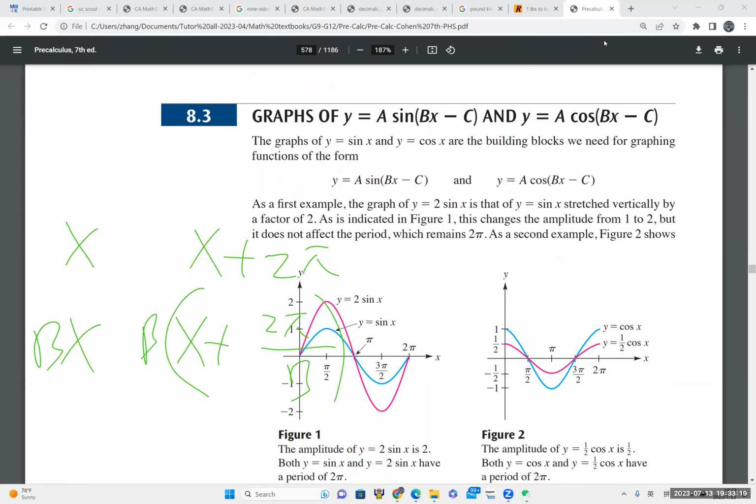So here shows the new period, correct? Yeah, if x is replaced by x plus 2 pi, they have the same function value. But if it's bx, we just need to add 2 pi over b to x. Then when times b, actually we add 2 pi.